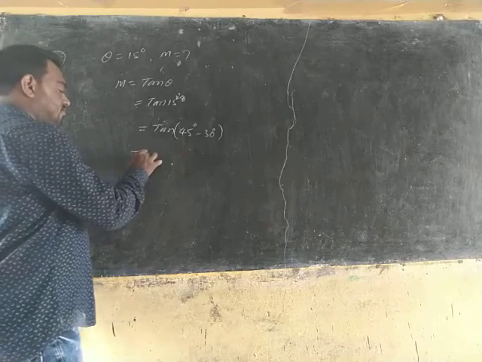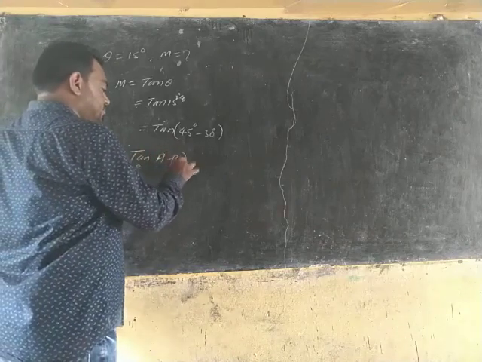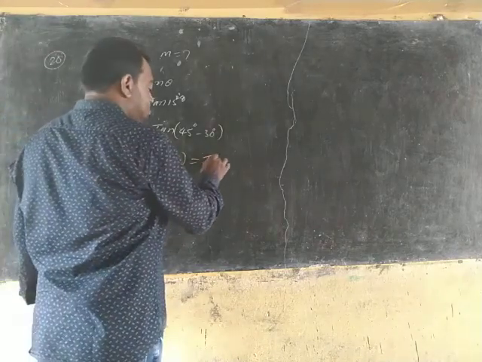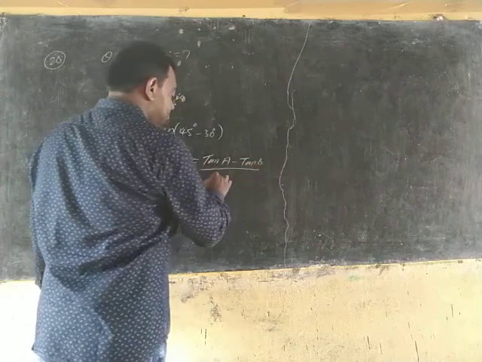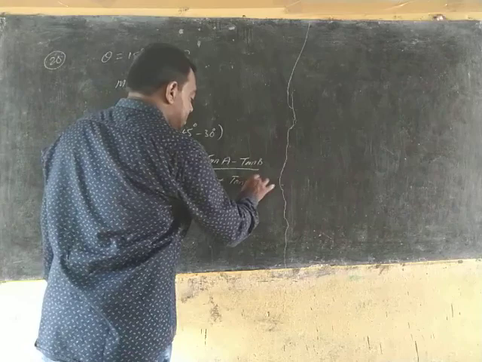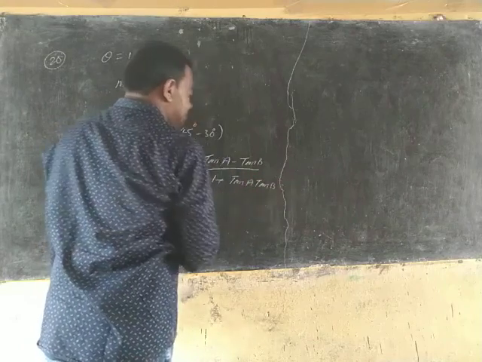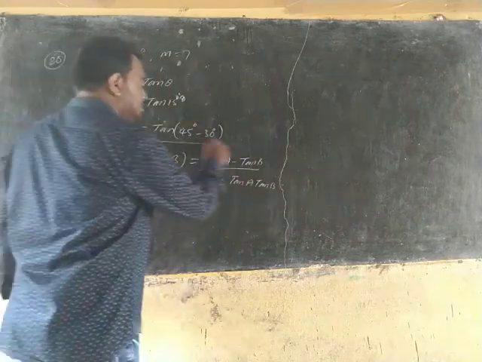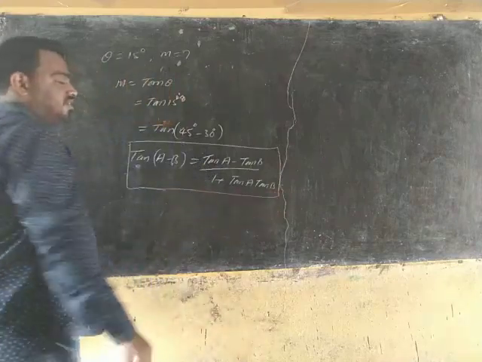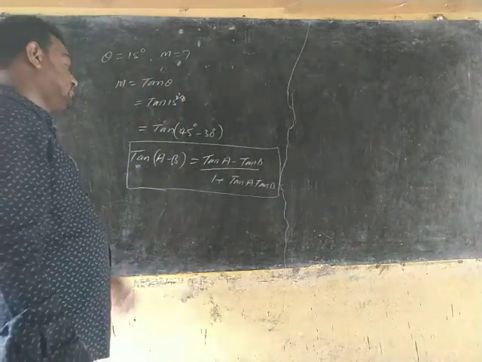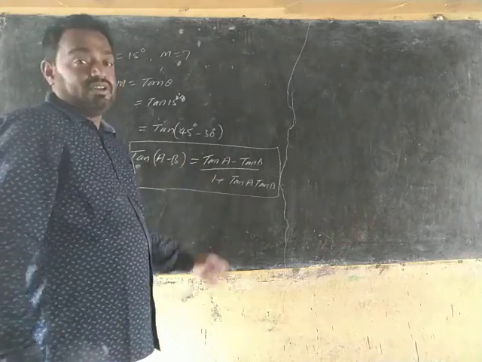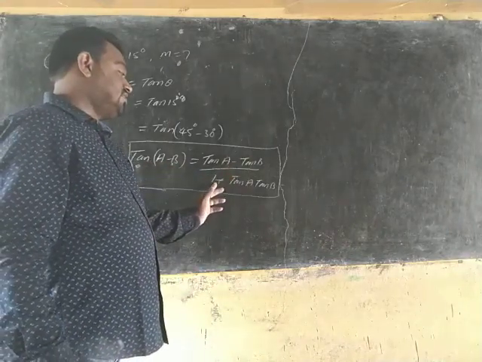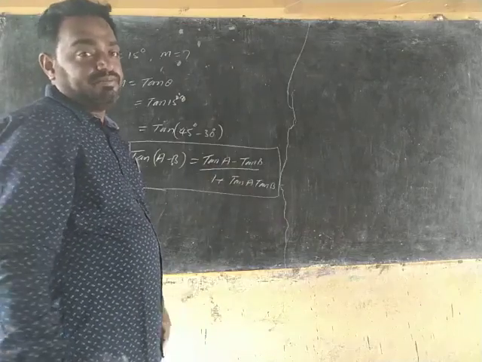We know that we have one formula: tan of A minus B is equal to tan A minus tan B by 1 plus tan A tan B. So in SSLC also you may have this formula. Otherwise you remember once the tan of A minus B formula: tan A minus tan B by 1 plus tan A into tan B.